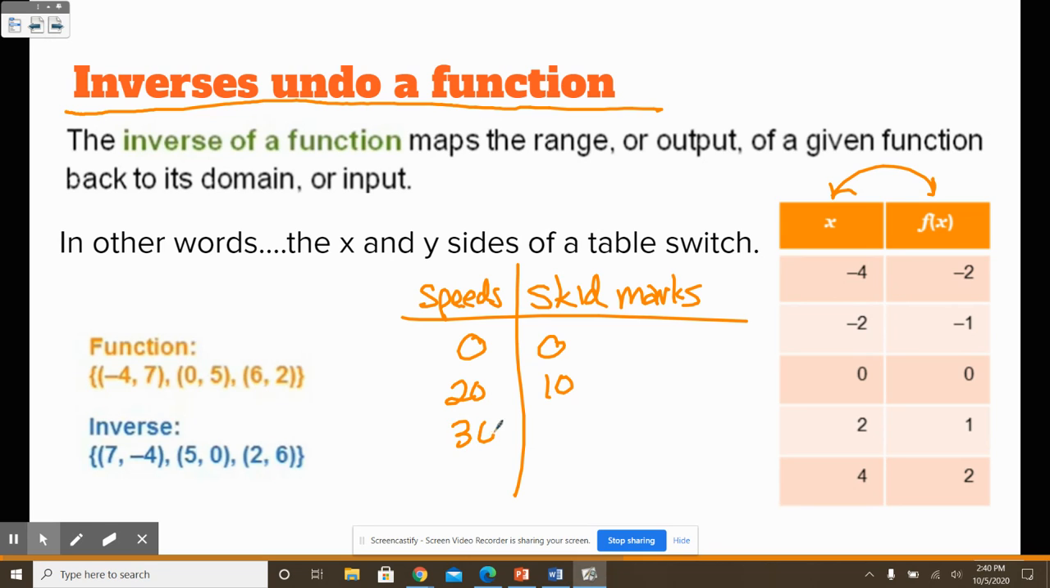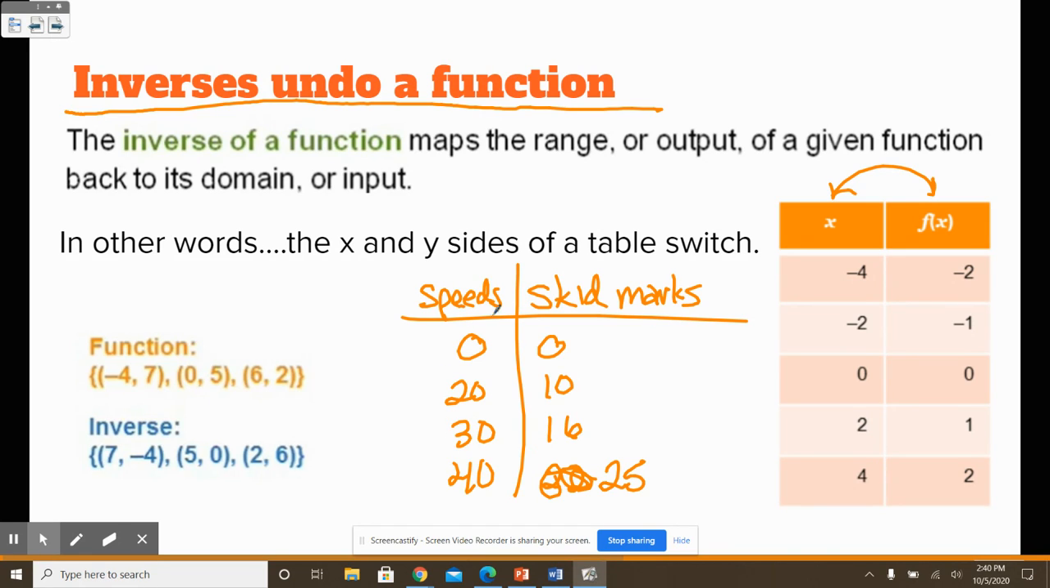And if you're going 30, it left a 16. And if you were going 40, it left a 22 skid mark. And I'm totally just making this up. And that was bad because it was linear and I didn't want it to do that. Like 25 feet. So we had this table for speeds and skid marks.